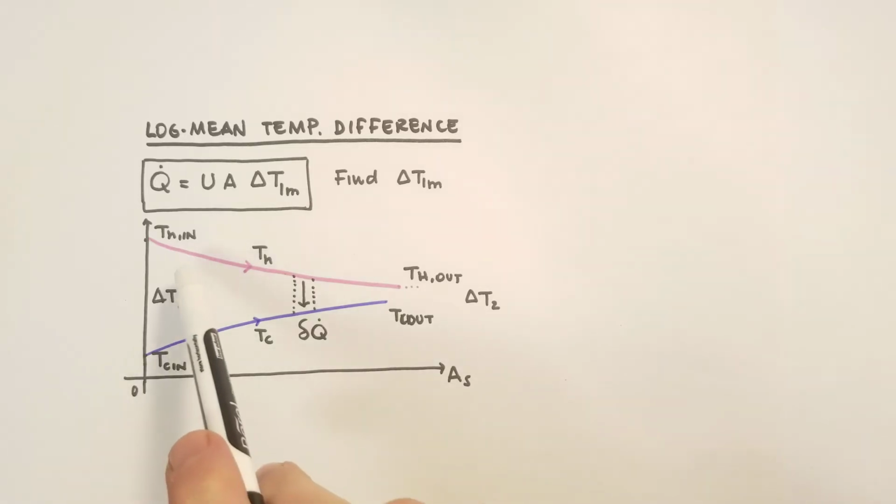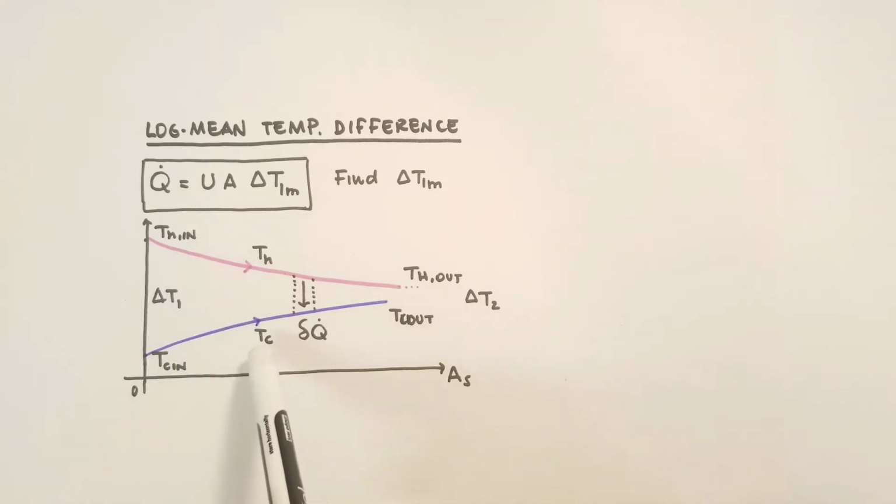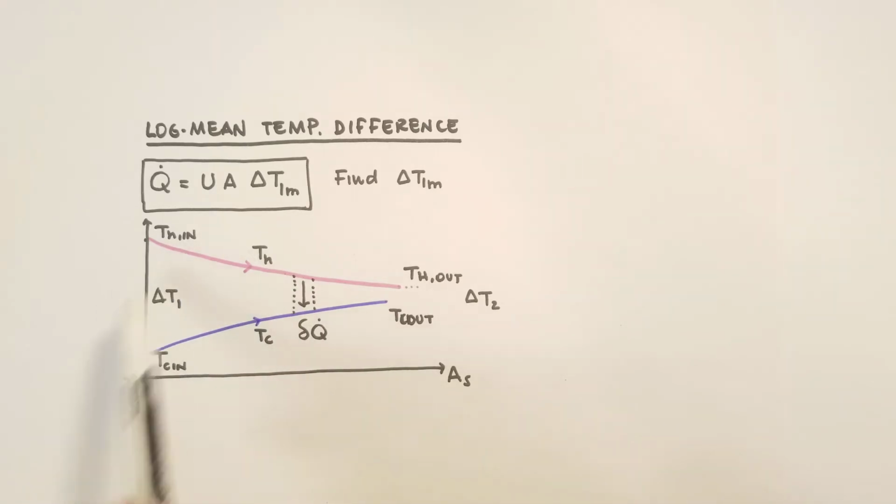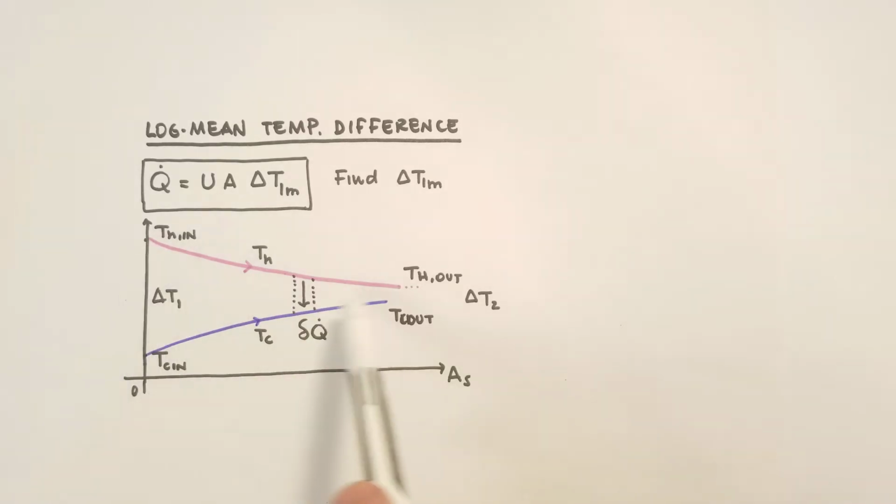The hot fluid loses heat to the cold fluid, so the temperature of the hot fluid decreases from the inlet temperature to the outlet temperature, whereas the temperature of the cold fluid increases from the inlet temperature to the outlet temperature. And we define delta Q as a differential amount of heat exchange between the two fluids.